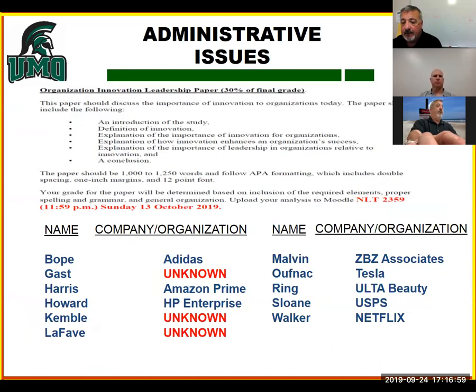Still tracking on Tesla? All right. Importance of innovation, how it enhances Tesla's success, or needs to, that starts to sound like a position statement, right? Tesla is or is not an innovative organization, right? And then the importance of leadership.